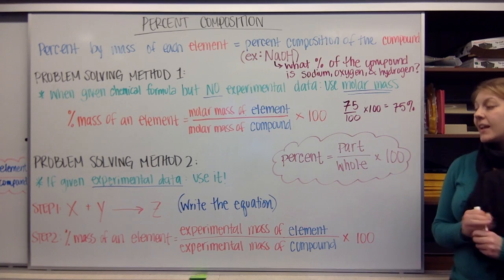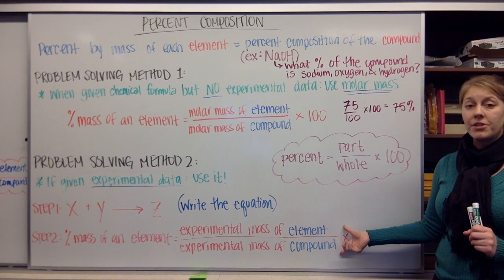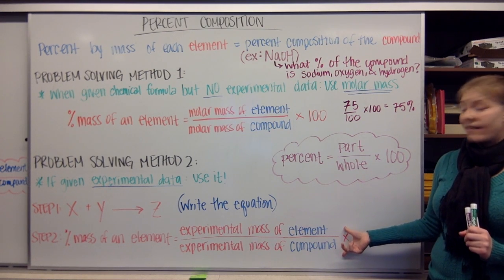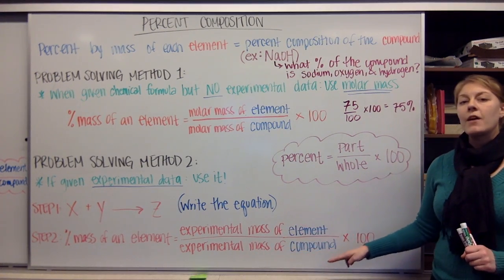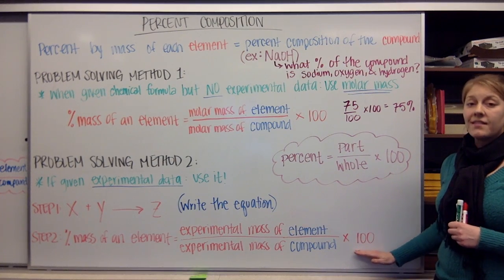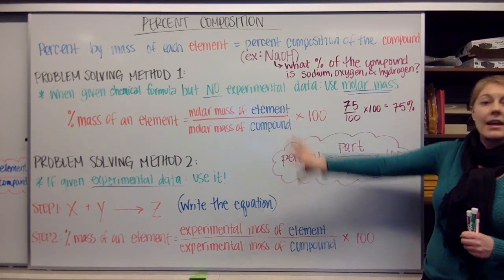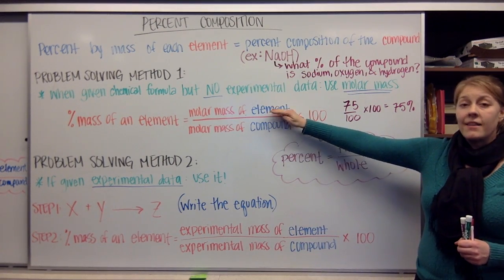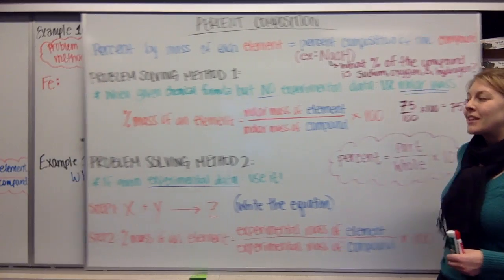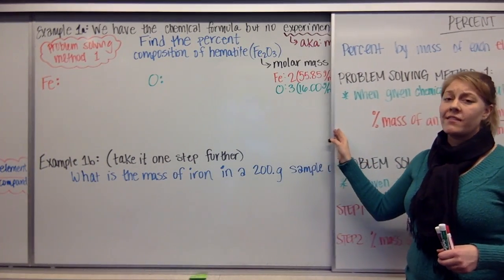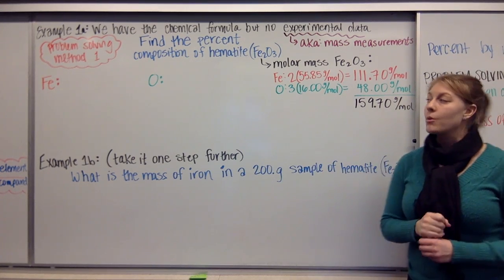The second step is very similar to this equation. The only difference in the equation for our method 2 is that instead of using the molar mass, we're using the experimental mass of the element divided by the experimental mass of the compound and multiplying by 100 still to get it into a percent. So the only difference between these two methods is that we use molar mass if we're not given any data. If we are given data, we're using the data. So let's see what this looks like. This whole board is going to be all about the first problem-solving method, method number 1.